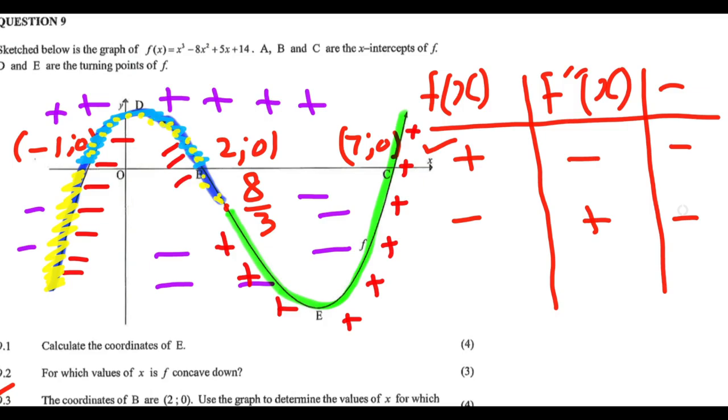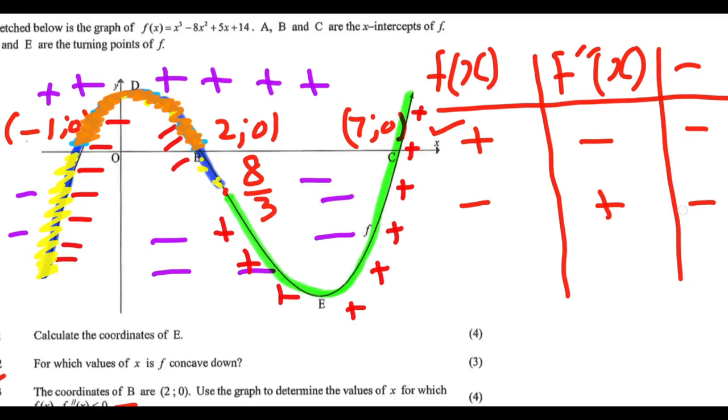Now we look where is f of x positive and the second derivative negative. So only at this place, from point A till point B, the f of x is above the x-axis, positive, and the second derivative is negative. So the answer is going to be between -1 and +2. That's my first interval.